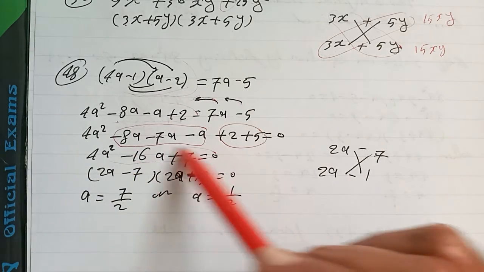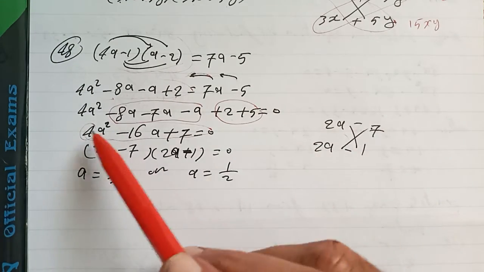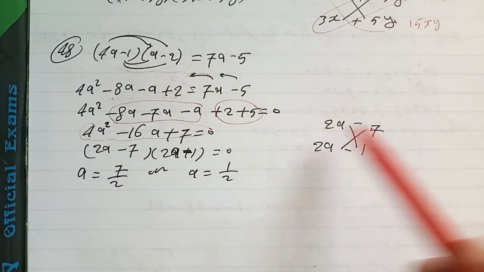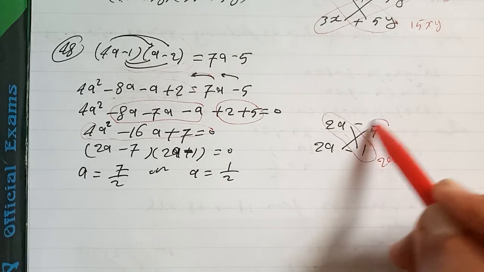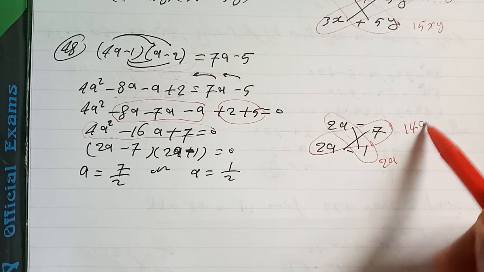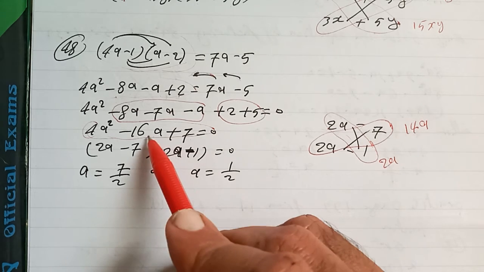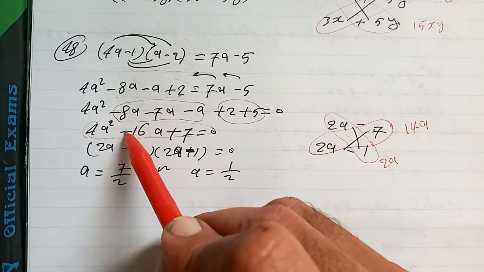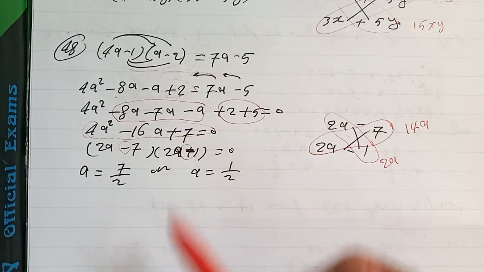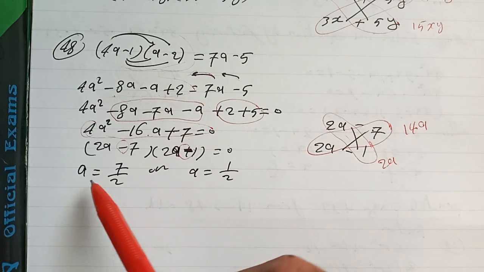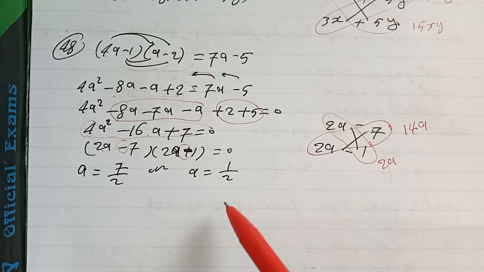And then factorize this by scissors because it includes 4. The 4a squared is 2a times 2a. The 7 is 7 times 1. Then try. This will be 2a and this will be 14a. Their sum is 16a. Yes, correct. Both are negative. Why? Because since this is positive, this will be the same. So it's either 2a minus 7 equals 0, so a equals 7 over 2, or a equals 1 over 2. Thank you.